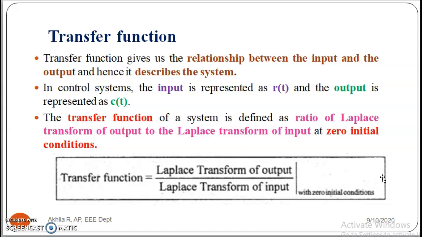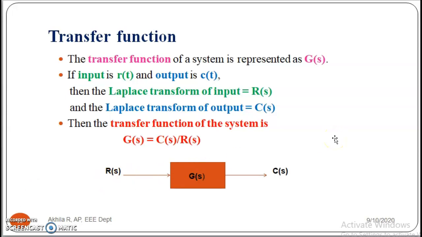So the transfer function is the Laplace transform of output to the Laplace transform of input with zero initial conditions. So if I have represented my transfer function as G(s), then if my input is r(t), my Laplace transform of input is going to be R(s). And if my output is c(t), then the Laplace transform of output is C(s). So the transfer function of the system will be G(s) equal to C(s) by R(s). And you can see that the output C(s) can be obtained by taking the product of your input R(s) as well as the transfer function G(s).